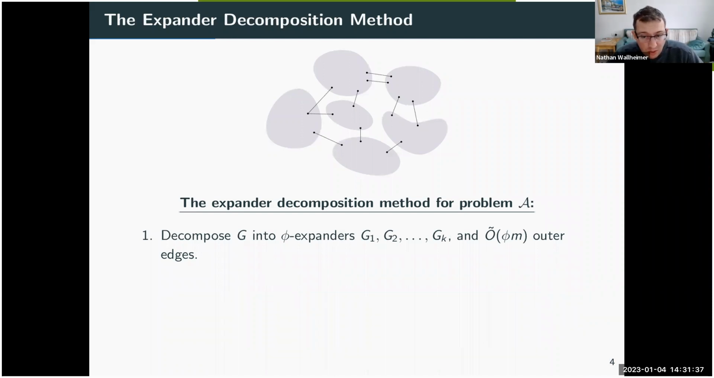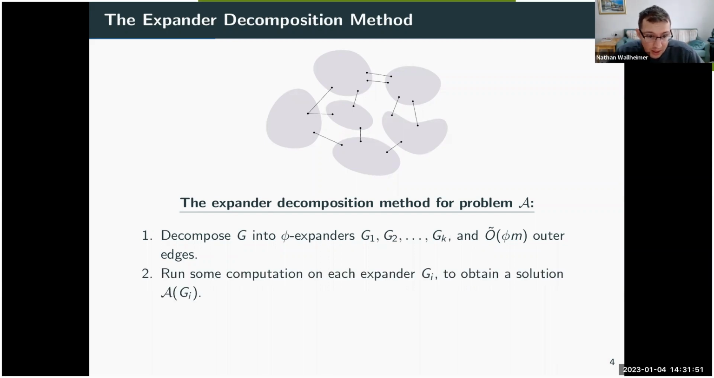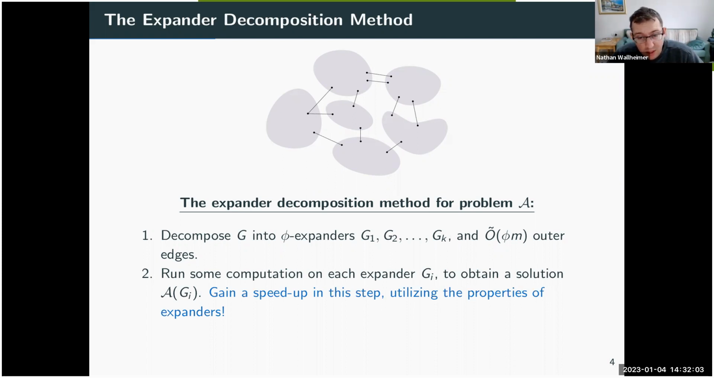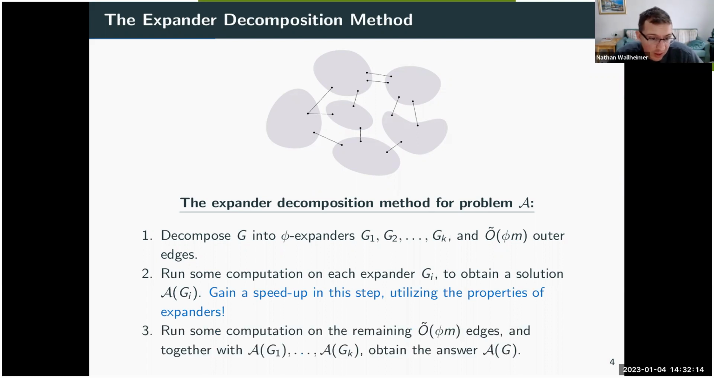Now, let's say we want to solve some graph problem A. The expander decomposition method says that given a graph G, we can decompose G into phi expanders using the expander decomposition that we saw. Then run some computation on each expander G_i to obtain the solution for G_i. This is the step where we can actually gain a speed up, because here we can utilize the properties of expanders, and some process might actually run much faster on a graph if it's an expander. And finally, run some computation on the remaining outer edges, which are small, and then combine all the solutions together to get an answer for the original graph G. So that is the expander decomposition method.